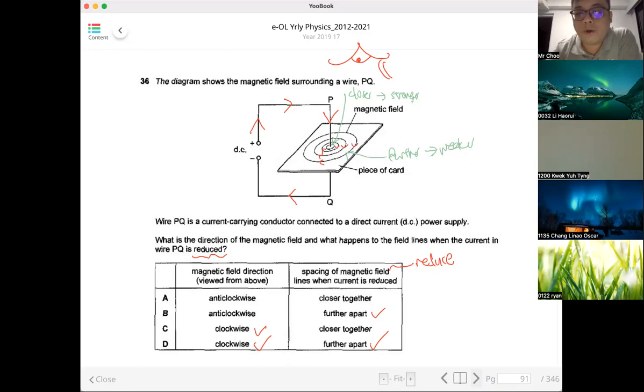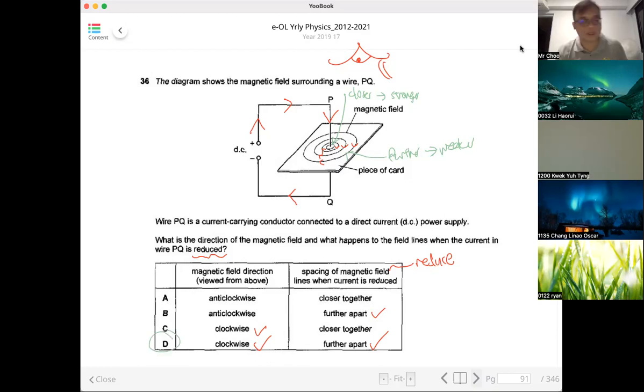Okay, so for Pei Kwan, you understand the answer already? Pei Kwan, are you there? So what's the answer, Pei Kwan? Okay, so the answer for this will be D. Okay, is that clear for everybody?